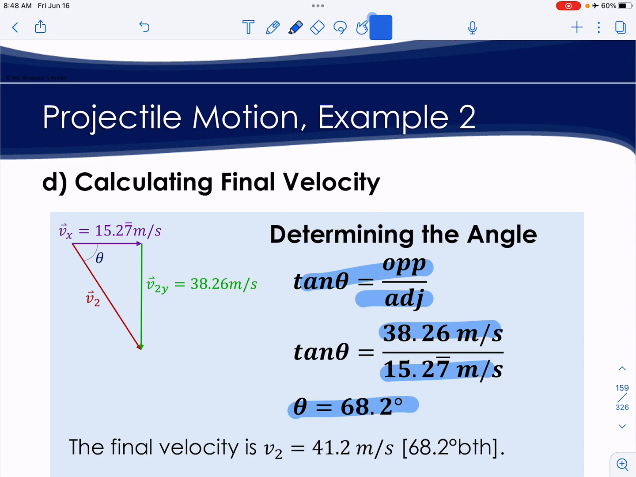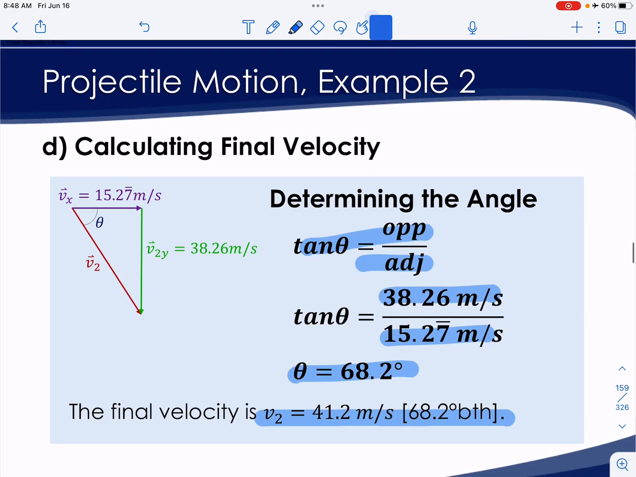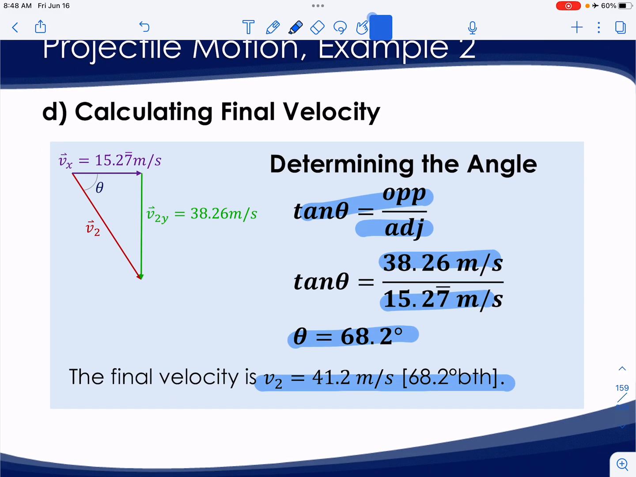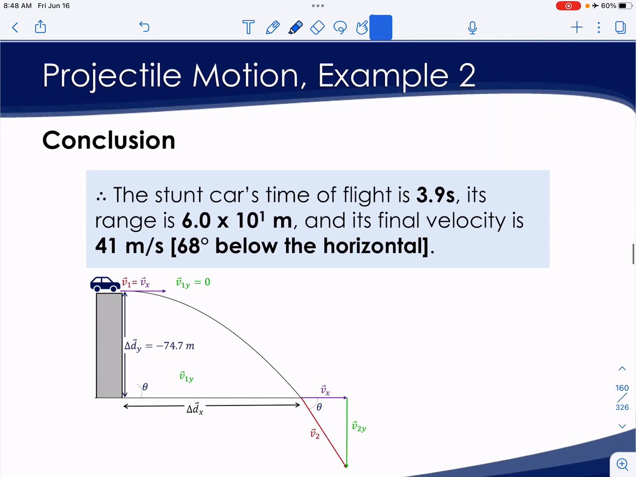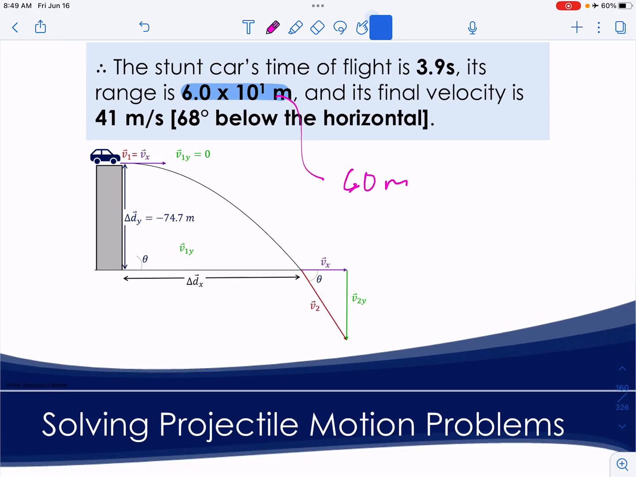So the final velocity is 41.2 meters per second, 68.2 degrees below the horizontal. BTH, I guess, stands for below the horizontal. So in conclusion, after all that work, we can say that the stunt car's time of flight is 3.9 seconds. Its range is 6, they're using scientific notation, but we could also just say that this is 60 meters. And its final velocity is 41 meters per second, 68 degrees below the horizontal.